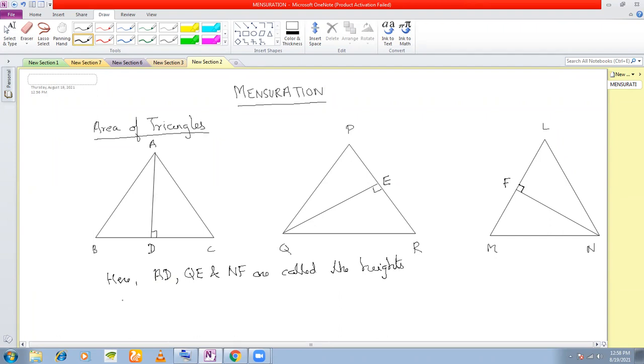Now look at the first triangle. AD is the perpendicular, right? If AD is a perpendicular, then BC becomes the base. Look at the second triangle. In this triangle, you have QE as the height. So PR becomes your base. And in the third triangle, you have NF as your height. So LM becomes your base.